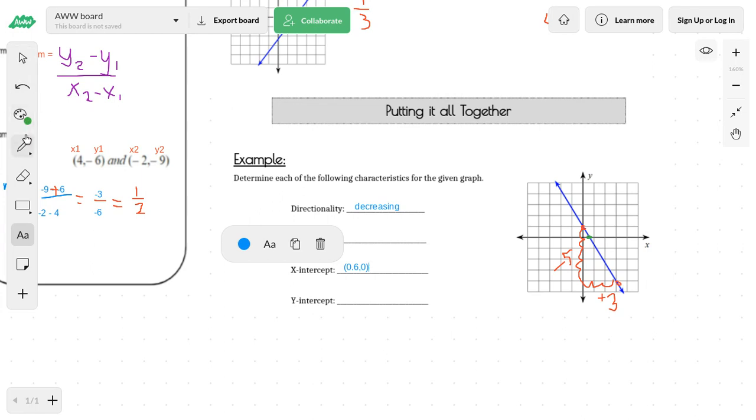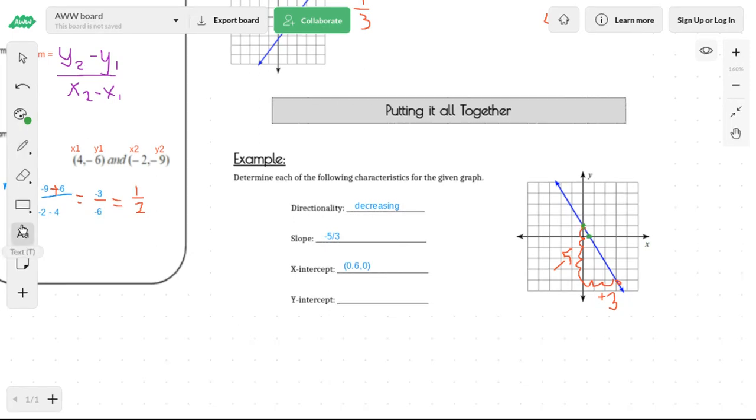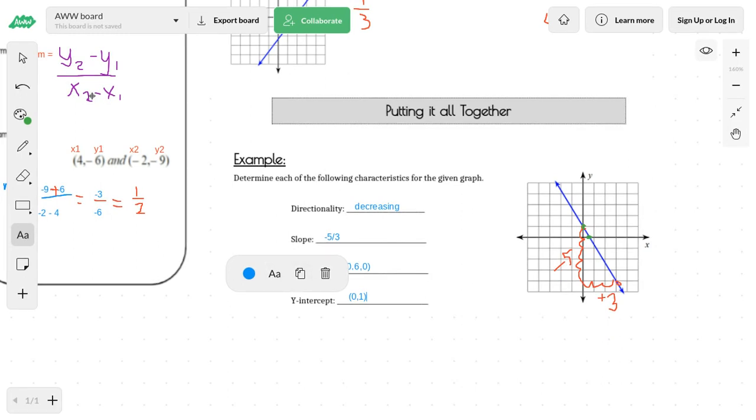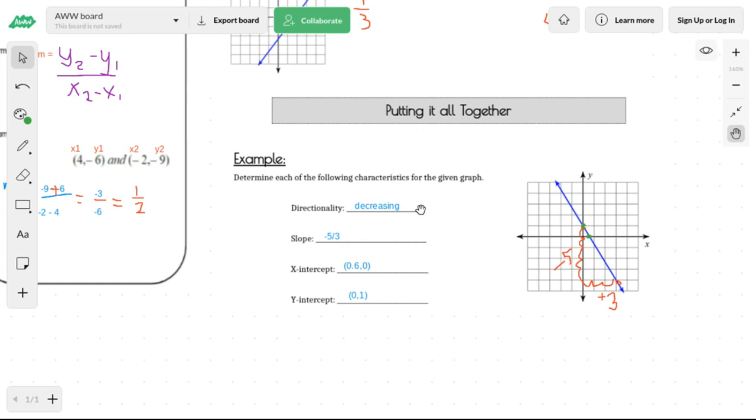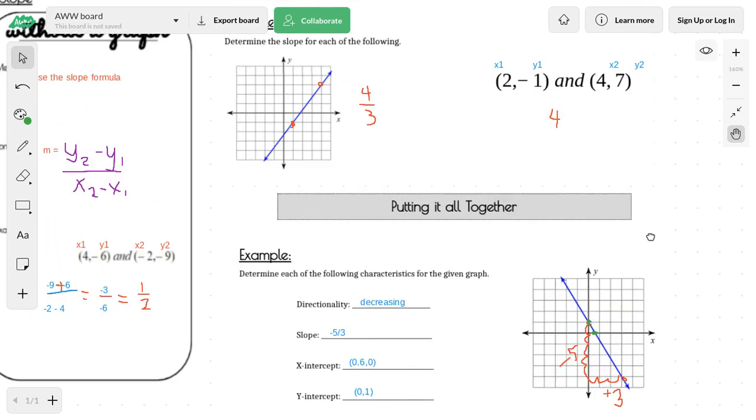Y-intercept, similar thing, but where it crosses the y-axis, which is right here. And that point is 0, comma 1. Knowing these 4 things is going to be crucial for you to be able to be successful on the test. So make sure you have an understanding of counting slope, both with and without a graph, as well as putting all those characteristics together into one problem.